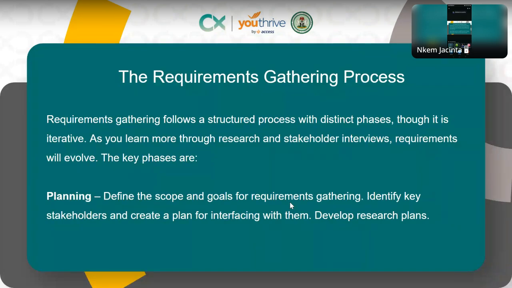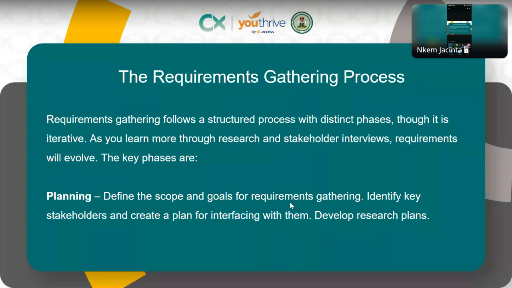So requirement gathering follows a structured process with distinct phases. Though it's iterative, it means that it's allowed to change and evolve and be adaptive over time, based on the feedback that you get. As you learn more through research and stakeholder interviews, requirements will evolve. All right, so there are key phases to this requirement gathering.